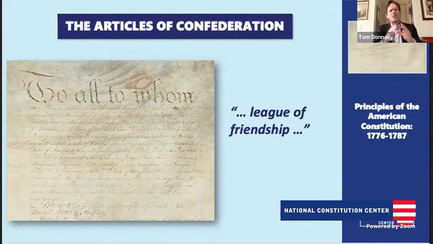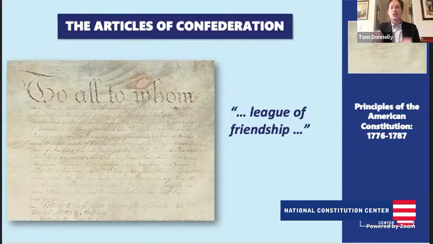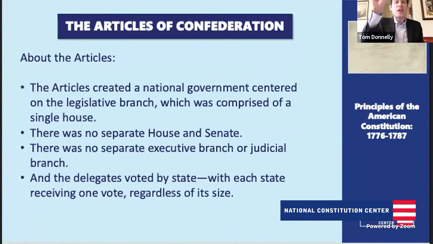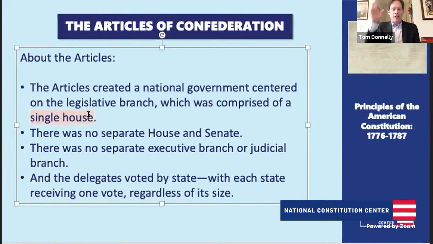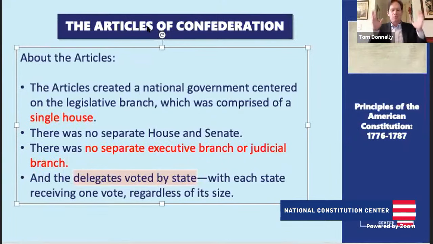In terms of the institutions of the Articles of Confederation, a few notable things. One, it was run by Congress. So it was run by a single house of Congress. There's no US House, no US Senate. It's a single Congress. There's also no separate executive branch at the national level, no separate judicial branch at the national level. And importantly, the states themselves had equal power. Every state received a single vote, whether they were as big as Virginia or Pennsylvania, the really big states, or as small as Rhode Island or Connecticut. So each state received the same number of votes.